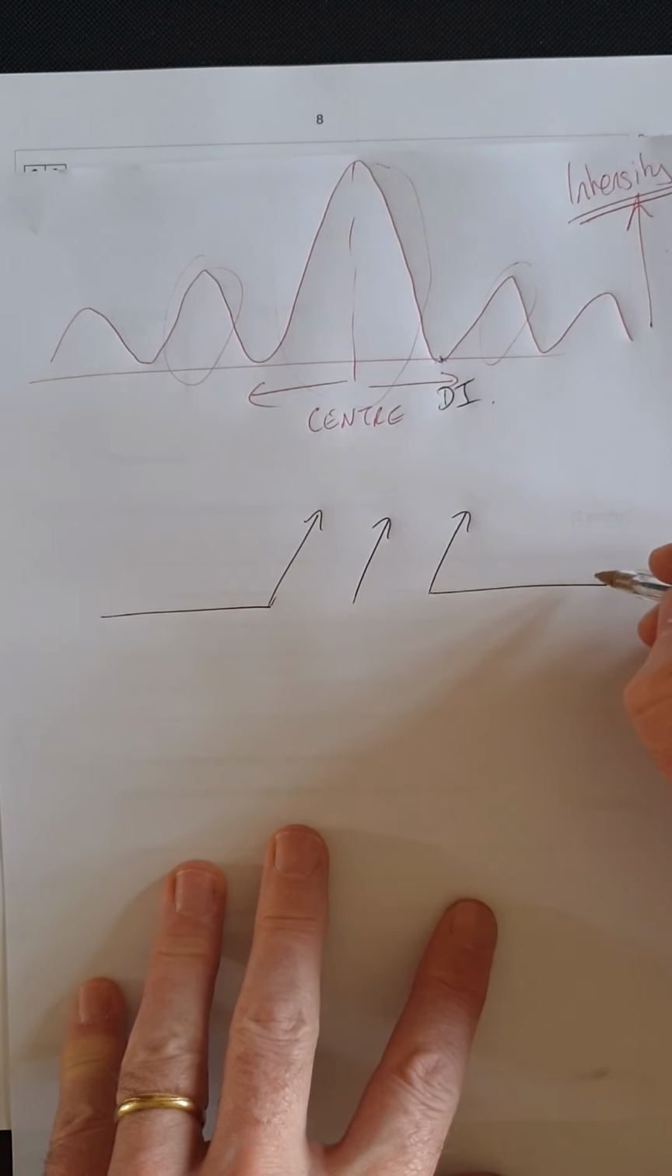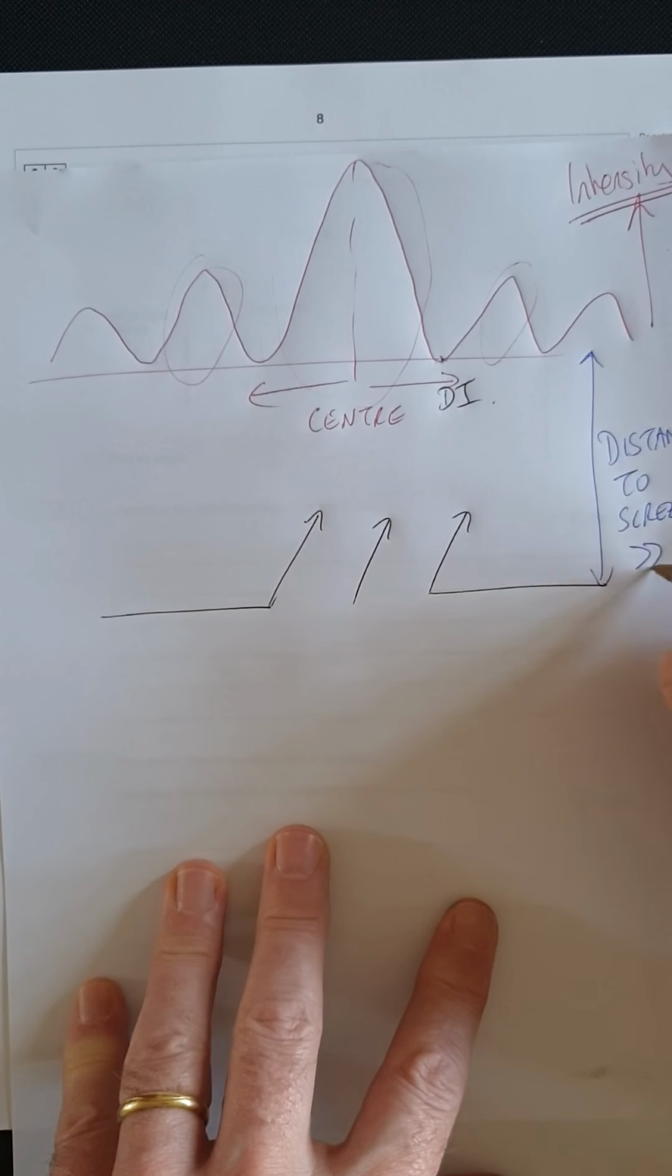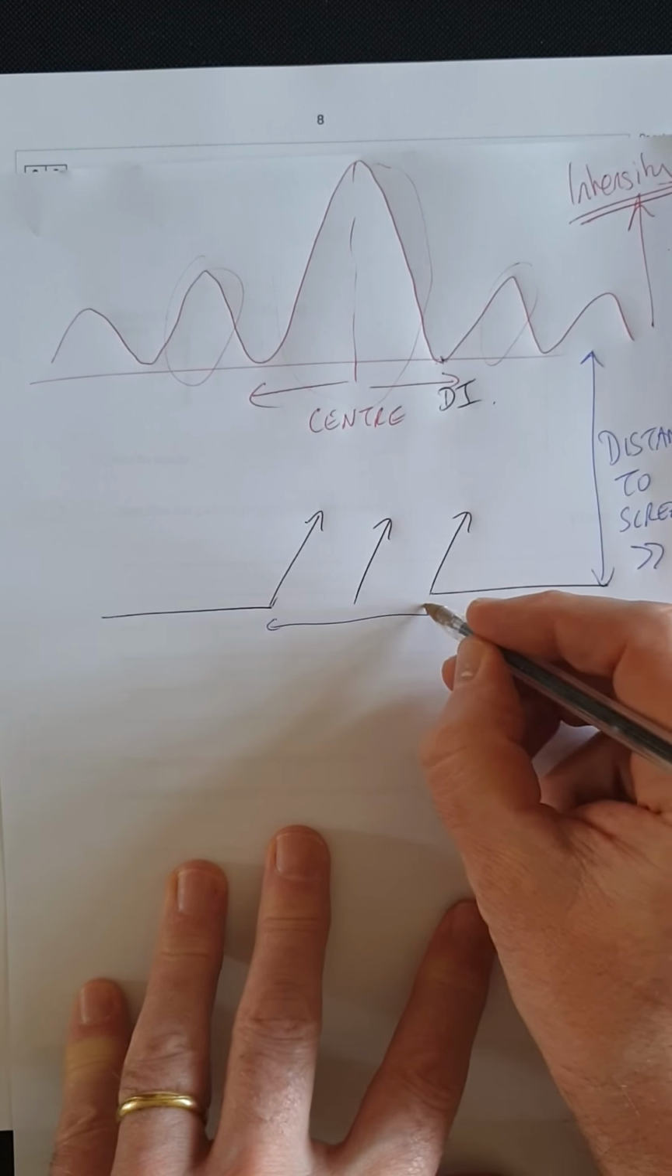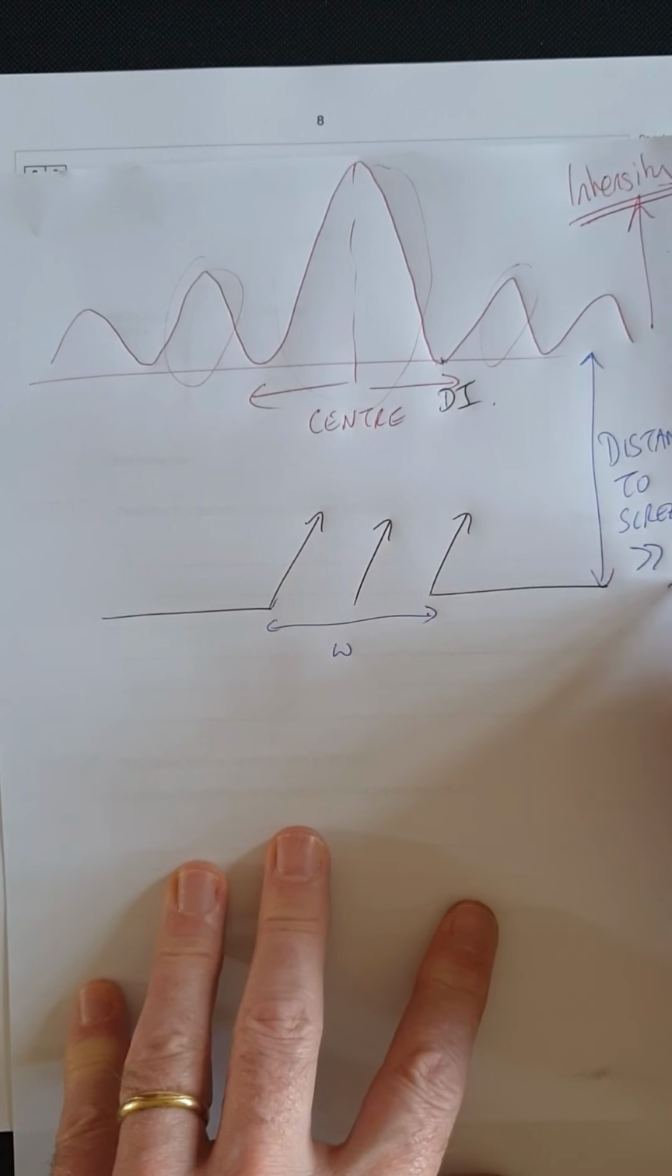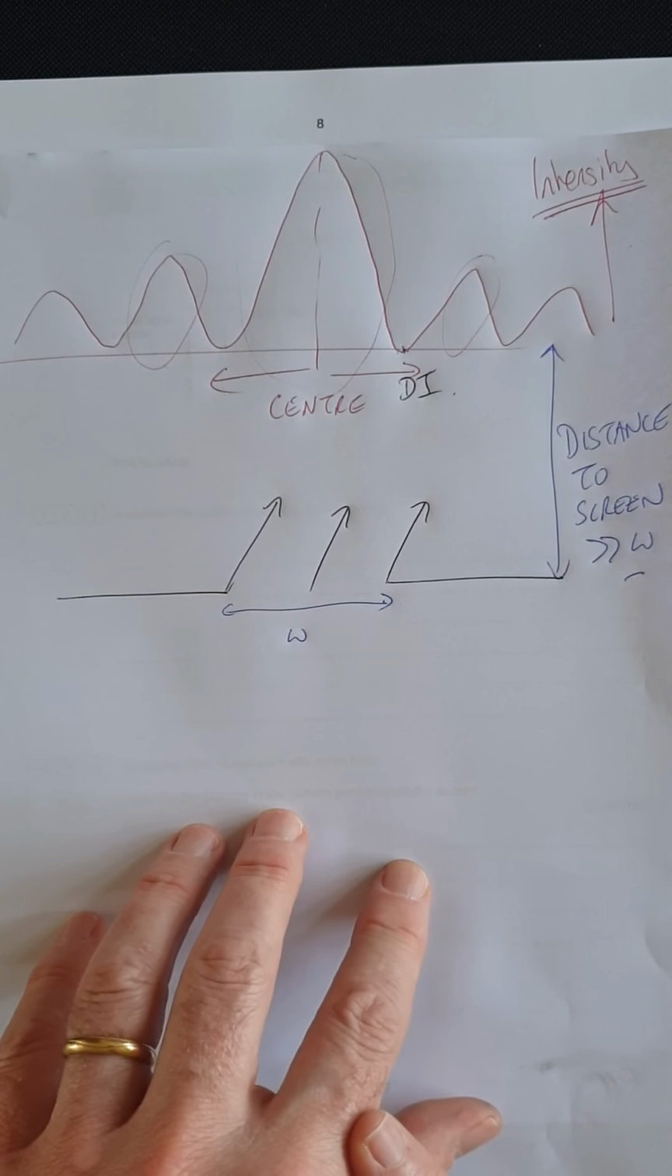Don't forget, it's assumed that the distance between the screen and the slit is very large. And we say this is the width of the slit. So the distance to the screen is very much larger than the width of the slit.